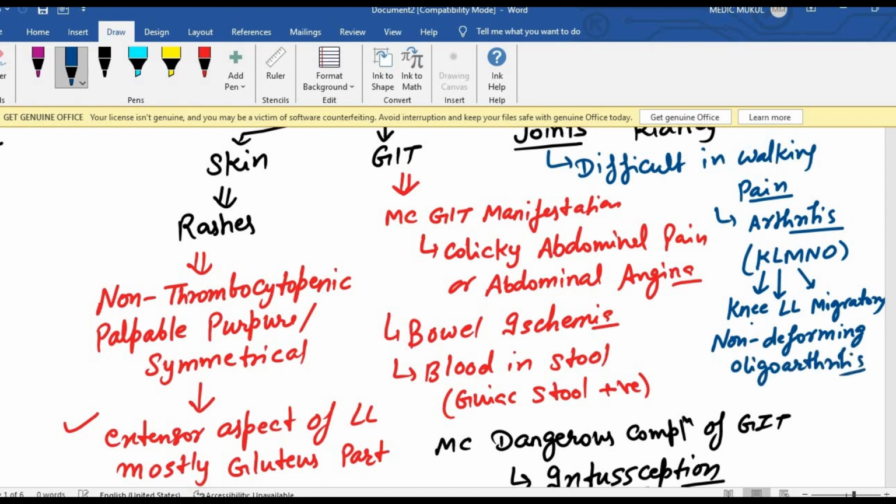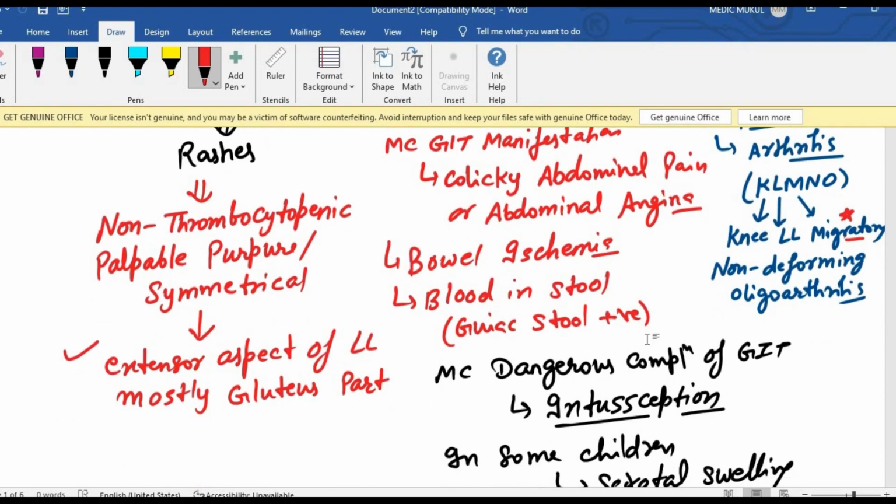non-deforming oligoarthritis. So you need to remember this, and mark that there is a migratory arthritis. In the question you can get the keyword migratory arthritis, so you need to think that it might be HSP. Along with that you will get colicky abdominal pain. You will get the triad or tetrad, with colicky abdominal pain and palpable purpura, that we will discuss with the help of mnemonics. Along with that, you can get the idea that there is a migratory arthritis. So 100% this will be the answer.